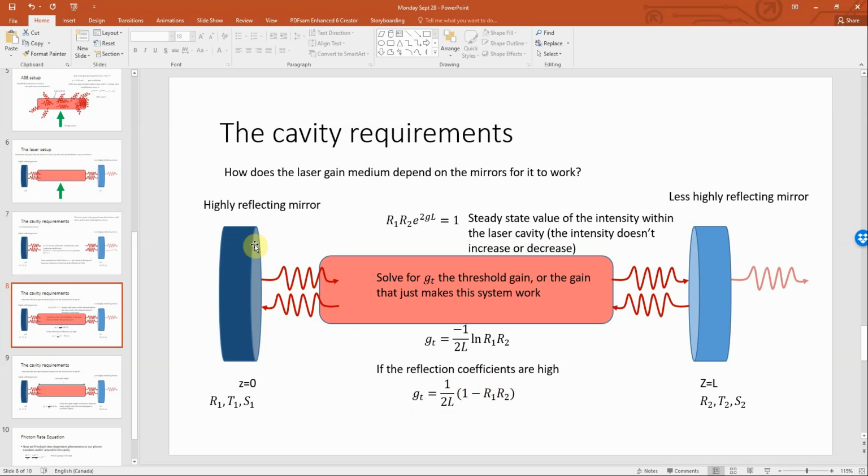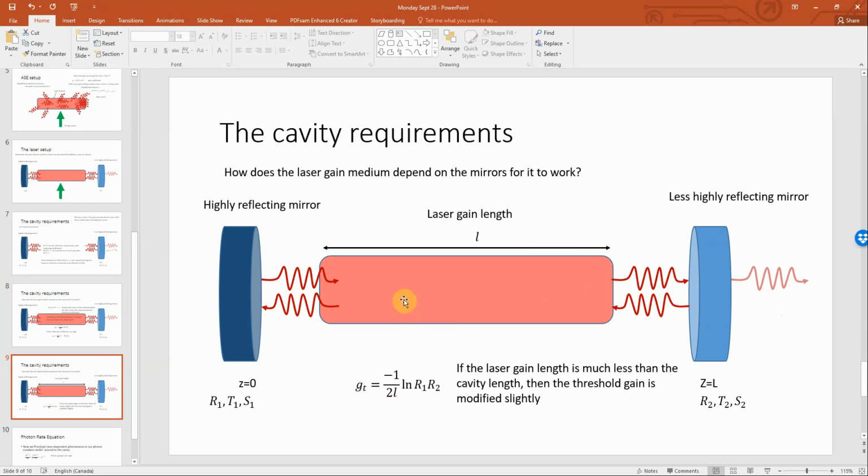So this reflection here is typically on the order of 99.99%, or 0.9999, whereas this thing here might be like 95% reflection, so 5% transmitting, so 0.95 or something like that. Those are kind of typical laser numbers. And so that kind of satisfies this approximation here.